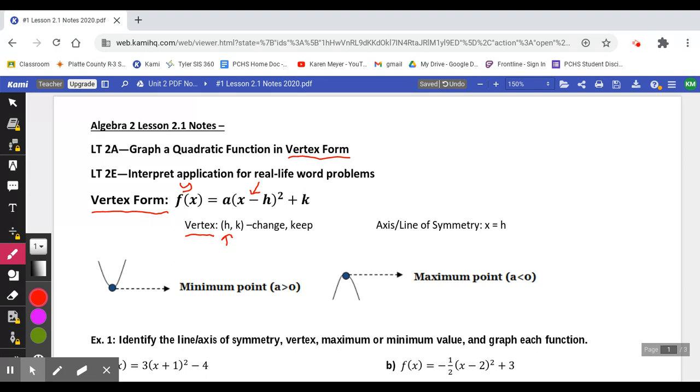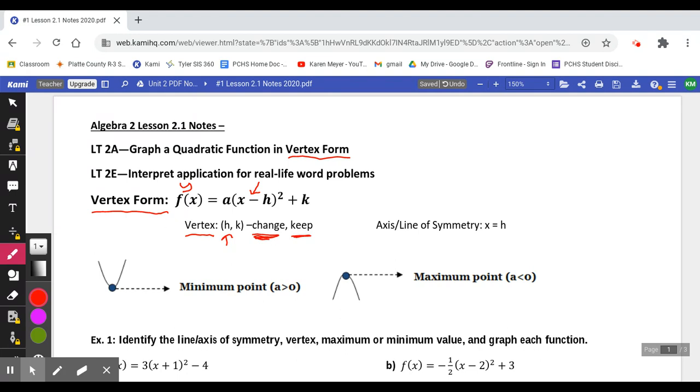So if you can remember transformations, we talked about if it was inside, it was opposite. Or if you don't remember that, then you could just remember always change the sign of h and keep the sign of k.